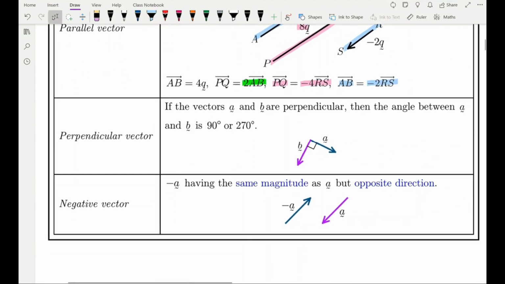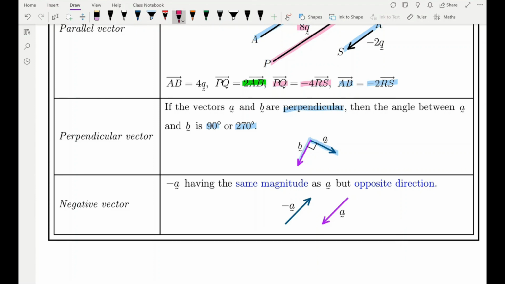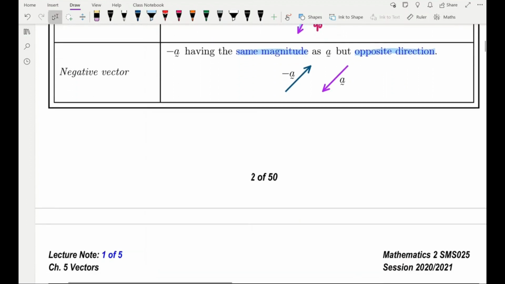For the next one, we have the perpendicular vector. What is perpendicular? Perpendicular means the angle must be 90 degrees or 270 degrees. This is the example AB with the angle of 90 degrees. Another one, we have the negative vector. Negative means the magnitude is the same but the direction is opposite.